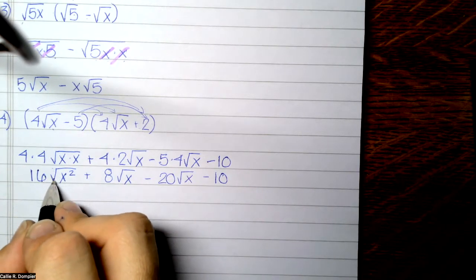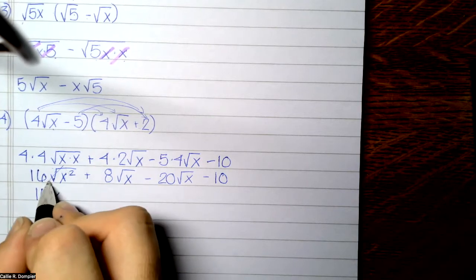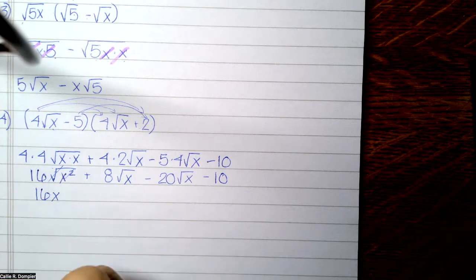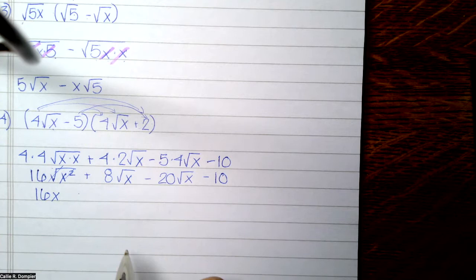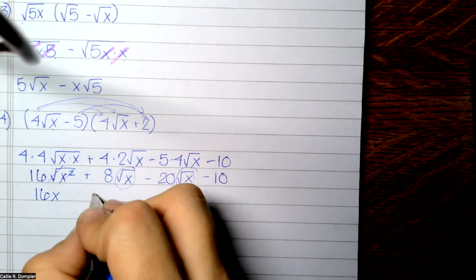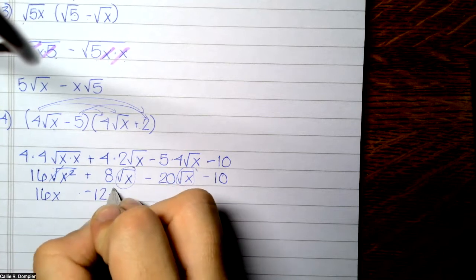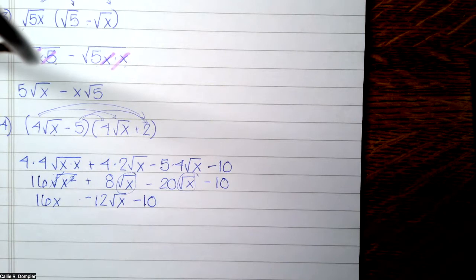The square root of x squared means x, right? Because those cancel each other out. 2 x's come out. Plus 8x minus 20 square root of x. So 8, because these are like terms, 8 minus 20 is -12 square root of x minus 10.